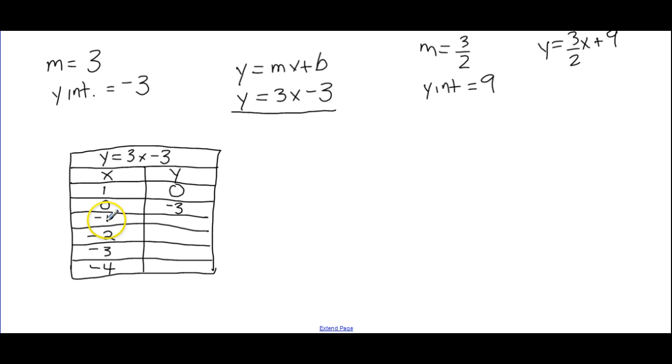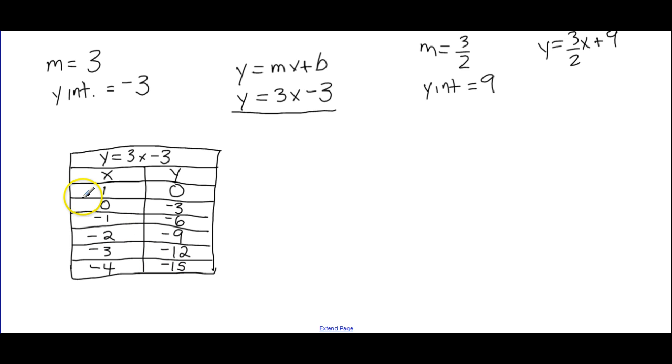All right, when x is -1, y is what? Well, let's substitute -1 in here. 3 times -1 is -3. Subtract 3 is -6. When x is -2, 3 times -2 is -6. Subtract 3 is -9. Substitute -3 in here. 3 times -3 is -9. Subtract 3 is -12. And -4 times 3 is -12. Subtract 3 is -15.